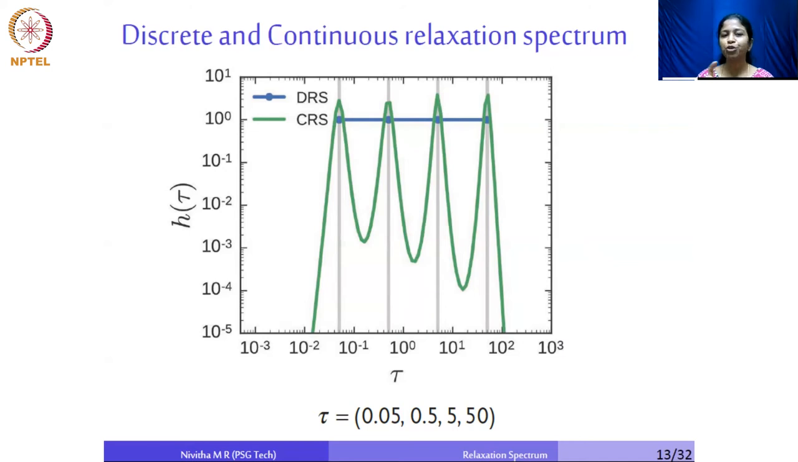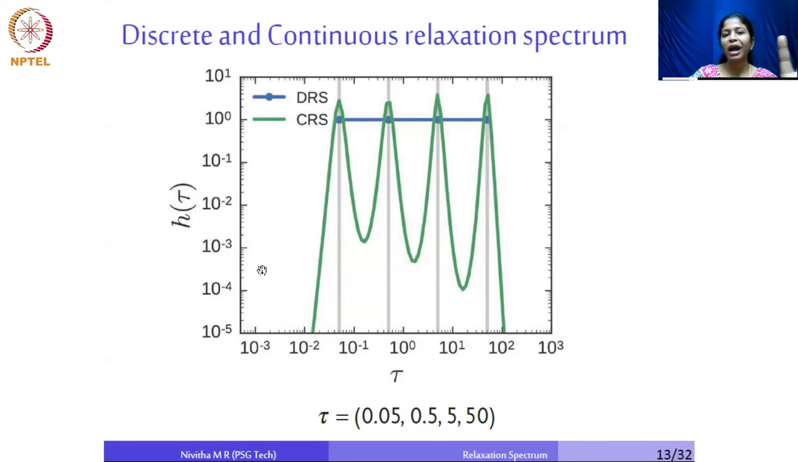Sometimes what happens is, during this approximation, there are a lot of issues. There are a lot of approximations that we do when we try to compute a discrete relaxation spectrum from a continuous relaxation spectrum. That is why in literature, people suggest to go with the continuous relaxation spectrum rather than using a lot of approximations to compute the discrete relaxation spectrum, right?